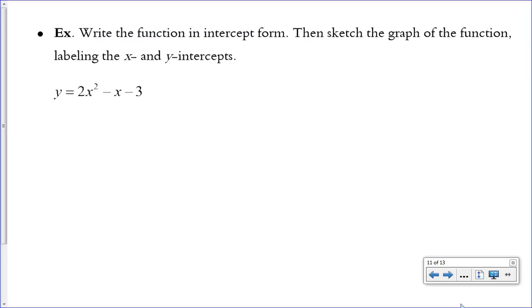Write the function in intercept form, and then we will sketch the graph of this function, labeling x and y intercepts. So this thing is written in standard form, but it's factorable. So if I write this in intercept form, it's going to look like this. Set up the two parentheses, figure out what the factors must be. 2x squared breaks into 2x and x. There's only so many ways I can make this -3. How about +1 and -3? I can FOIL that and double check and make sure that that indeed does equal the standard form function that I have. So this is the factored version of that, hence why it's sometimes called factored form, also known as intercept form.